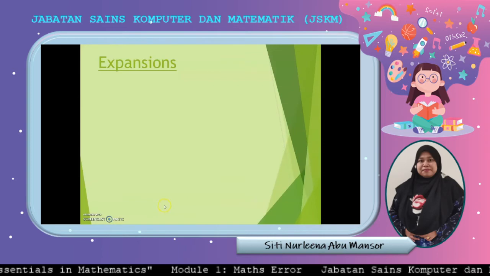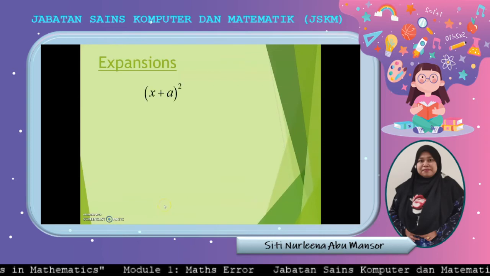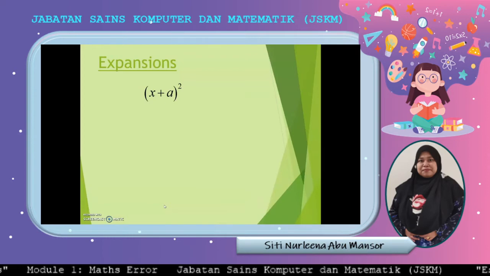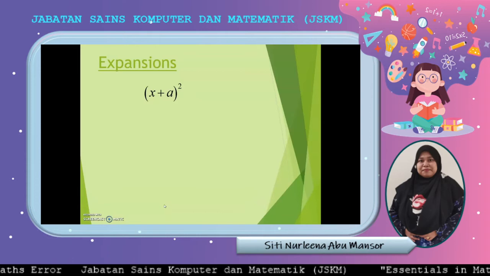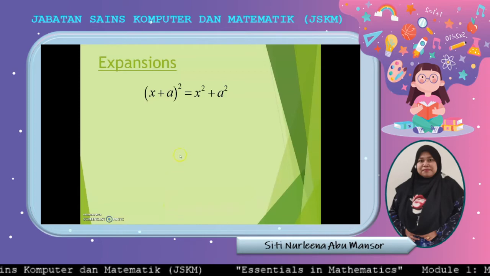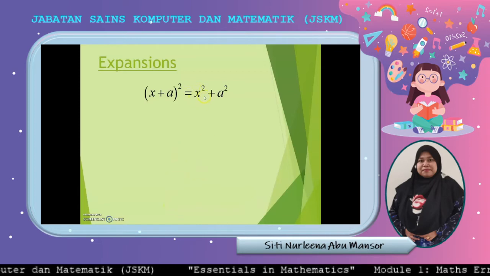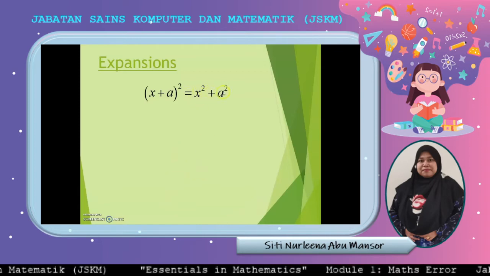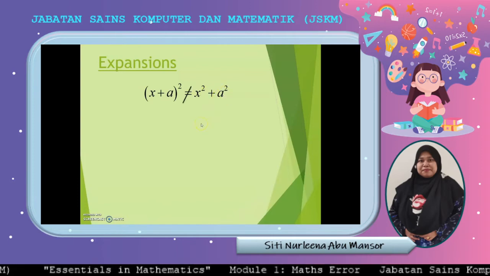Next, we're going to look at topic expansions. Okay, let's say we want to expand this equation. So we have x plus a, outer bracket, square. What students usually do is they just square the x and then add the square of a. Okay, so this is wrong.